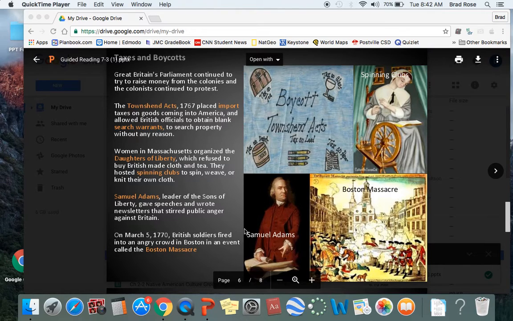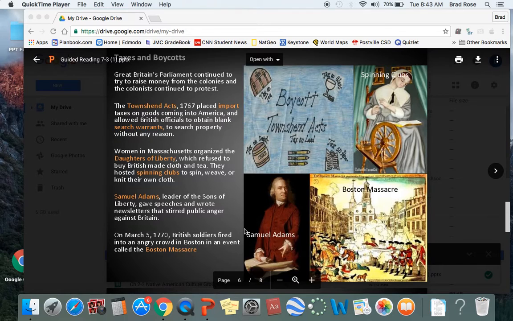Great Britain, again, continued to raise money from the colonists by trying to tax them. The next was the Townshend Acts of 1767, which placed an import tax on goods coming into the country and allowed the British to obtain search warrants to search property without any reason. This, again, went against what the colonists felt were their rights as British citizens. The tax was on tea, glass, paint, lead, and paper.